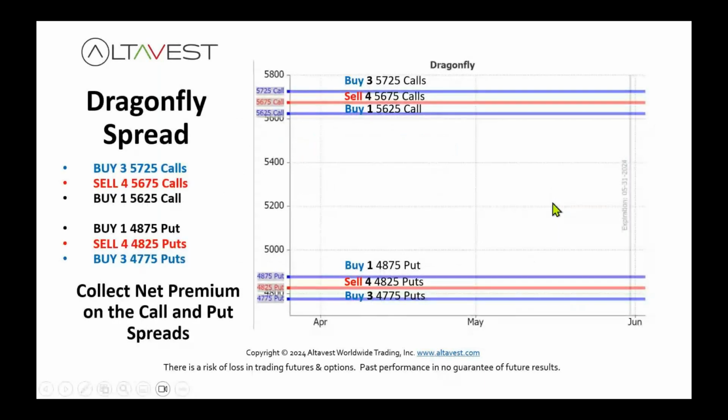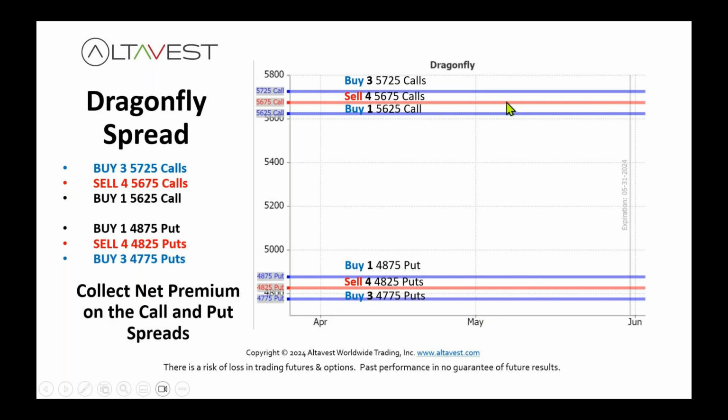And here's what it looks like. And right now it looks kind of complicated, but it's really not. You sell 4 calls, you buy 3 further out of the money, and then 1 closer to the money. Then you sell 4 puts, you buy 3 further out, and then 1 closer to the money. And then the net result is you collect premium on the puts that you've traded and on the calls that you've traded.